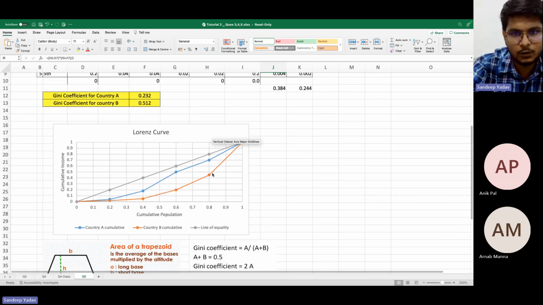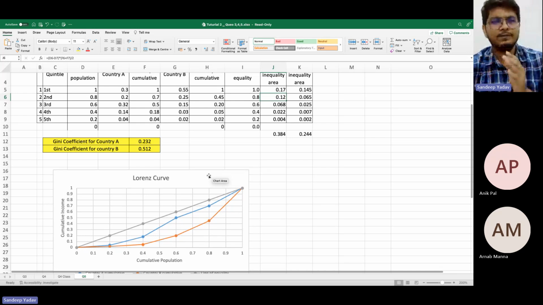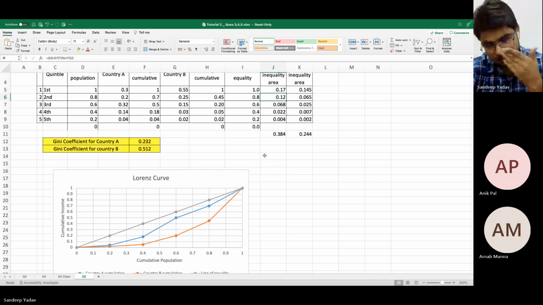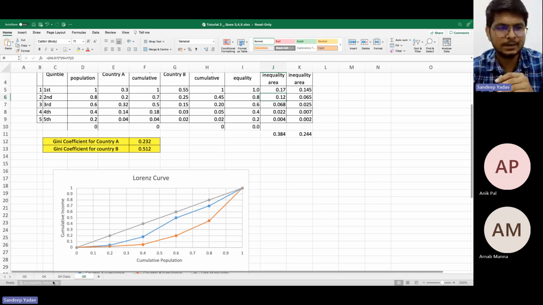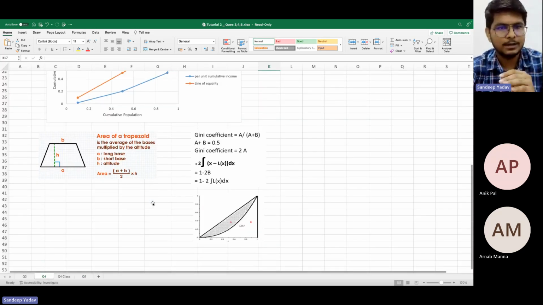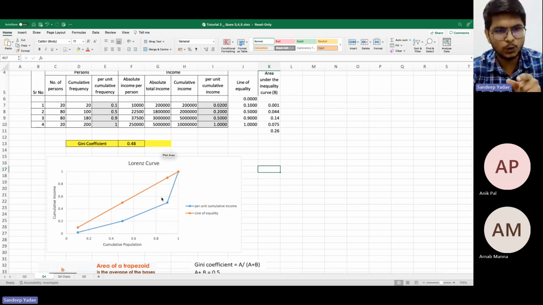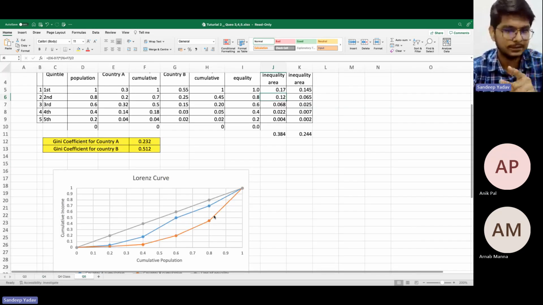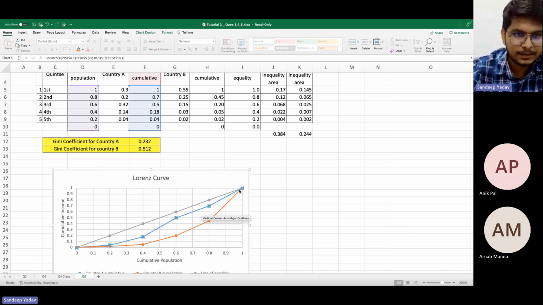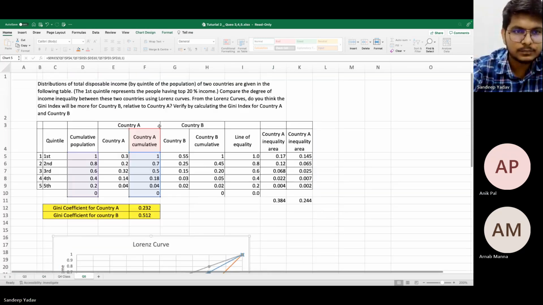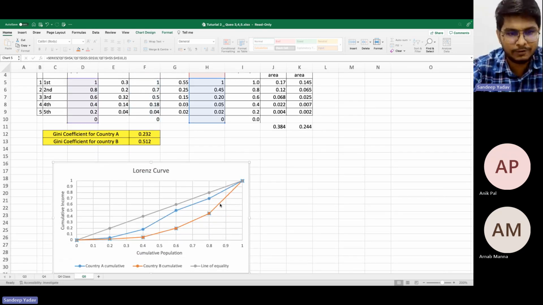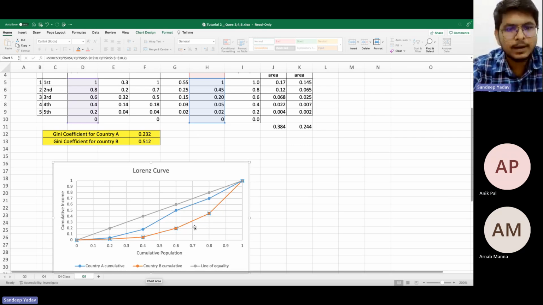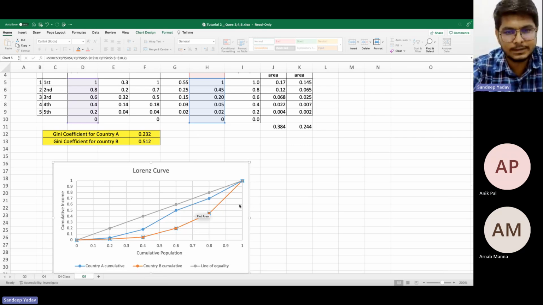Here we are drawing both in the same Lorenz curve. So if we see the things that have been asked in the question again, it's similar to what we have just solved. The graph is similar, but we have included one more country. Now we can compare two countries in the same graph. Which of these countries has more energy inequality? The orange curve represents country B, and the blue curve represents country A.